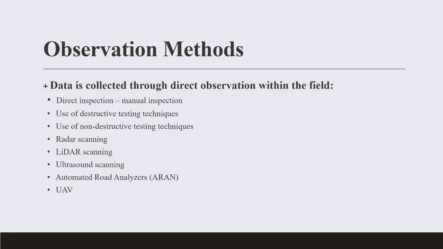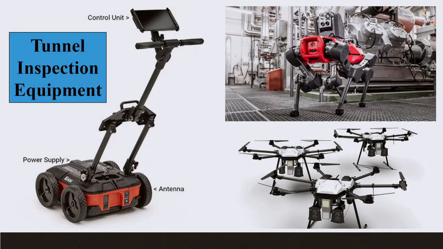Use of non-destructive testing, we already talked about a few of them, like pull-out tests, Schmidt hammer, rebound hammer, ultrasounds. Then radar scanning, LiDAR scanning, ultrasound scanning, automated road analyzers, ARANs, or UAVs, unmanned aerial vehicles. These are all, and have a look at this.